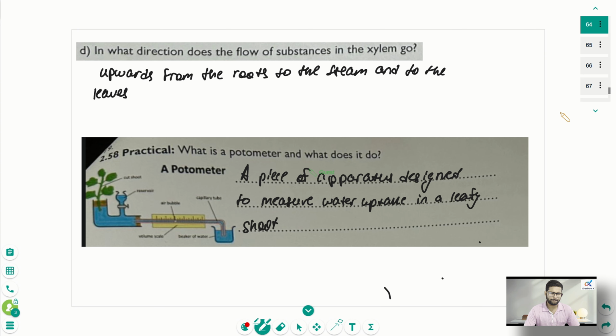In what direction does the flow of substances in the xylem go? Upwards from the roots to the stem and to the leaves. That's right. Perfect.